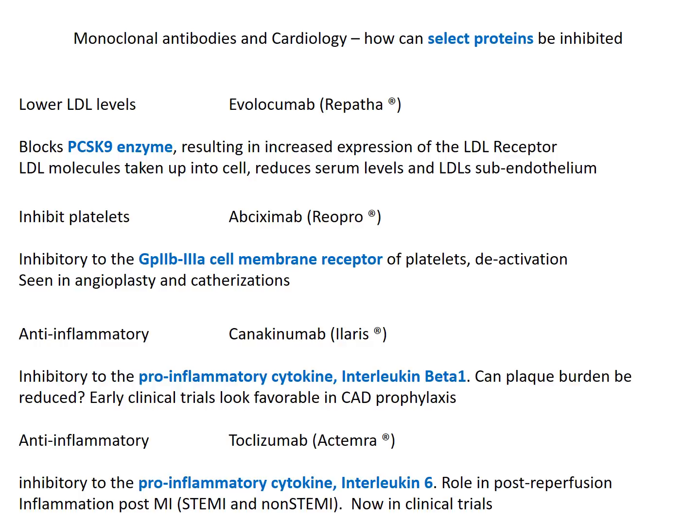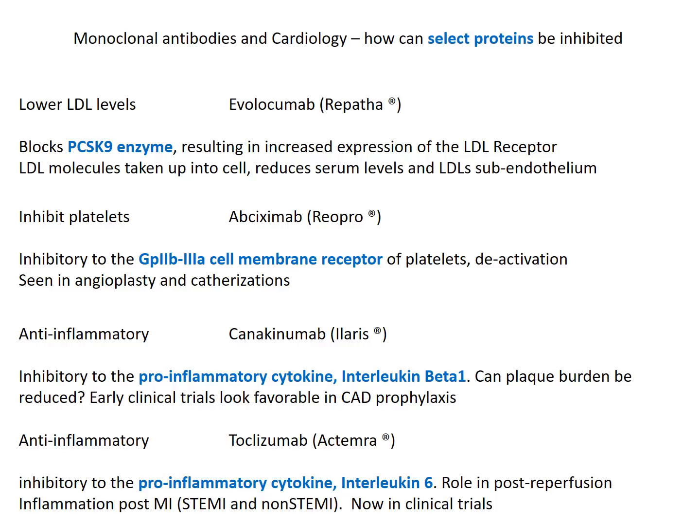Abciximab is a monoclonal antibody that inhibits platelets. If you remember the platelet plug, there's a receptor called GP2B3A, which helps platelets cross-bind each other and increases platelet activation. In a cath lab, when someone's going through angioplasty, they may get this monoclonal antibody to decrease platelet activation and make the angioplasty and the catheterization more successful.